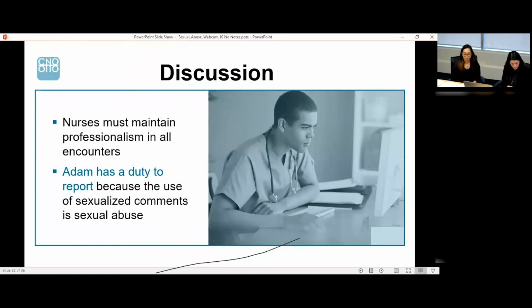It is the nurse's responsibility to maintain professionalism in a patient encounter, and failure to do so is a boundary violation. Regardless of this nurse's intent, the use of sexualized jokes and comments is regarded as sexual abuse under the Regulated Health Professions Act. Accordingly, Adam has a duty to report sexual abuse and use of sexualized comments and jokes in this scenario because it is sexual abuse as defined by law.